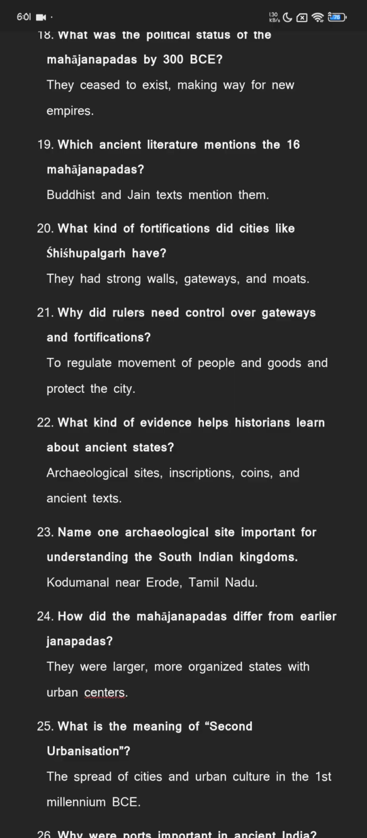What kind of evidence helps historians learn about ancient states? Archaeological sites, inscriptions, coins, and ancient texts. Name one archaeological site important for understanding the South Indian kingdoms. Kodumanal near Erode, Tamil Nadu.